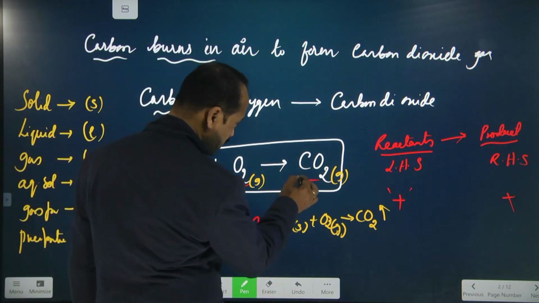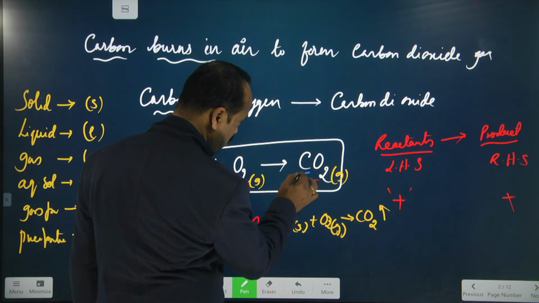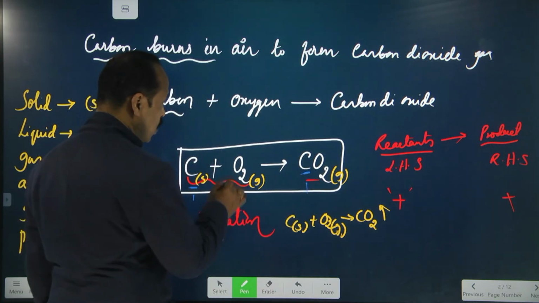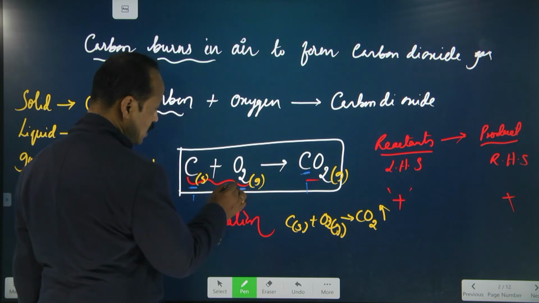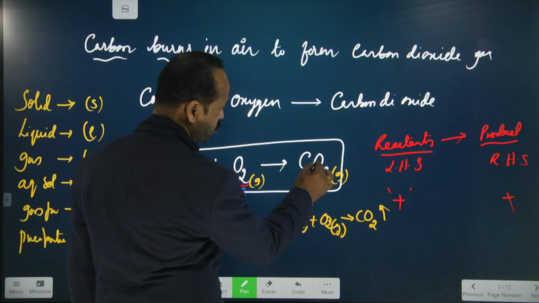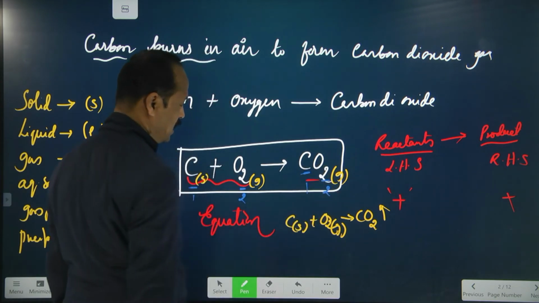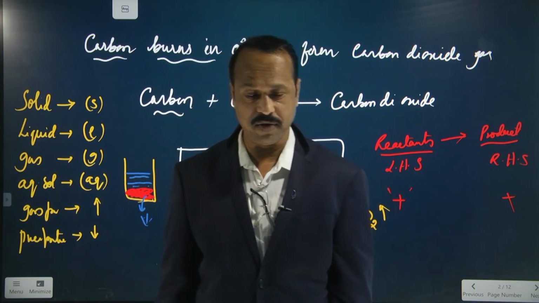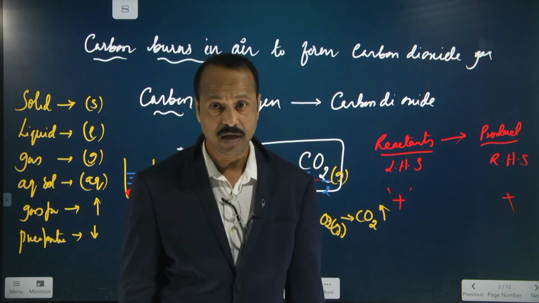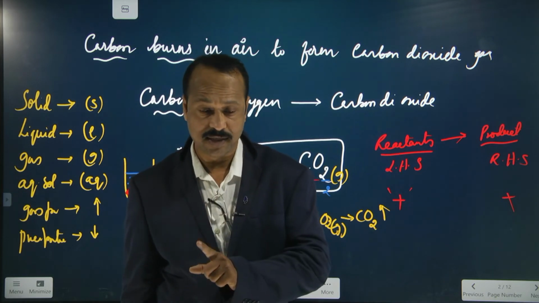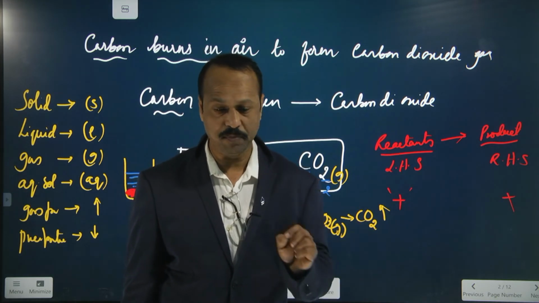Now see the right side. In the product side, how many carbon atoms are there? Only one. So both are correct. Now how many oxygens are there here? Two, O2. And in the carbon dioxide also, two oxygens. Yes or no? So the number of atoms on the left side is equal to the number of atoms on the right side. The total number of atoms present in the reactants is equal to the total number of atoms present in the product. Is this clear?